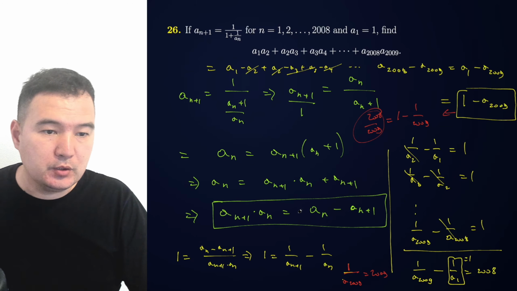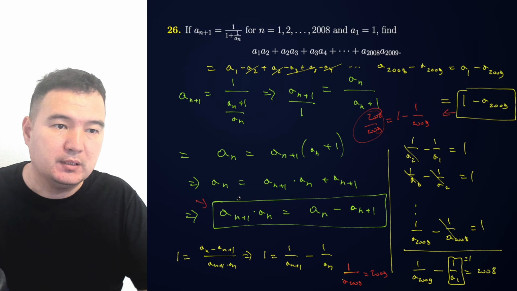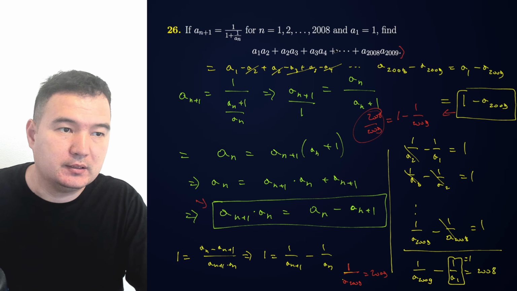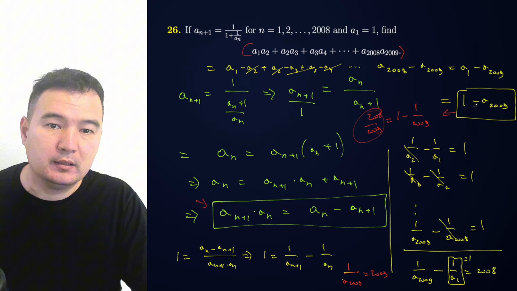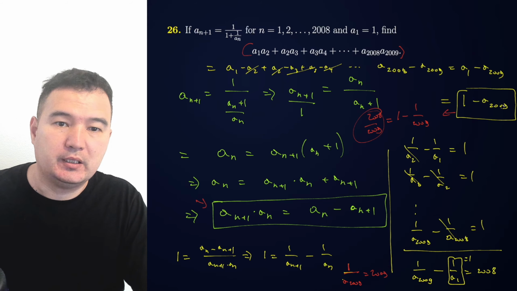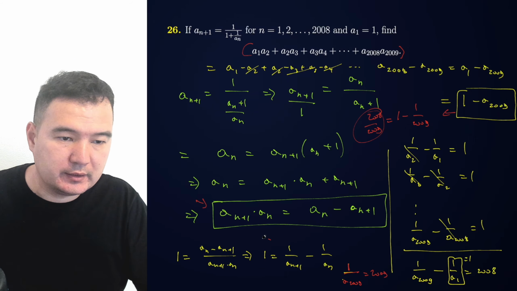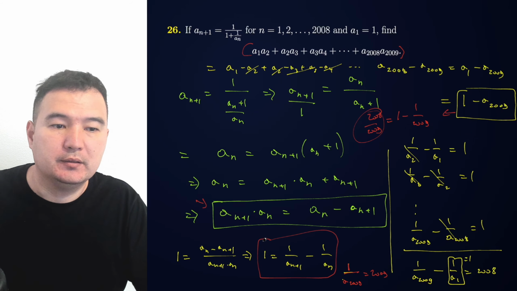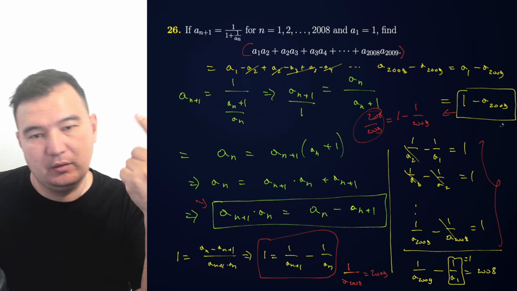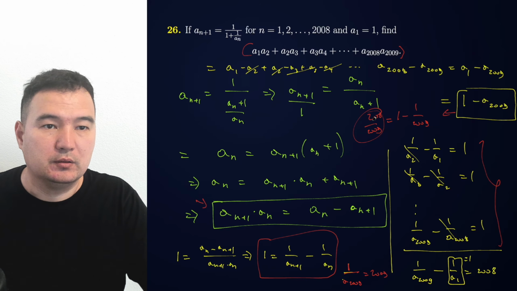So I used this relation between an and an plus 1 to simplify the initial sum, and then the simplest form of that sum includes A2009 only, 1 minus A2009. Then I used this identity between an plus 1 and an to figure out the value of A2009, the only one value, and that gives me the result of this expression.